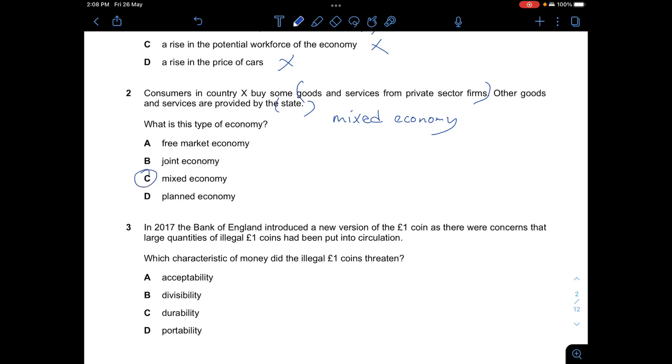All the others here are not correct. A says a free market economy, which means a market economy where there are no public goods, so there will be missing markets. And B is not a joint economy. Nothing here actually has anything to do with a joint economy. And D says planned economy, meaning that everything must be provided by the state, so this is also not correct.